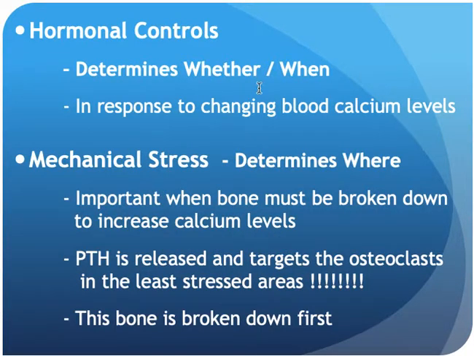So it's just based on, I'm going to monitor my blood calcium levels and determine if I need to break down my bones, and then based on the mechanical stress placed on different parts of the body, I'm going to break down the weakest spots first so that I don't disrupt those areas that need to be super, super strong.